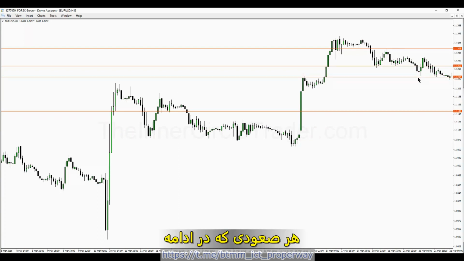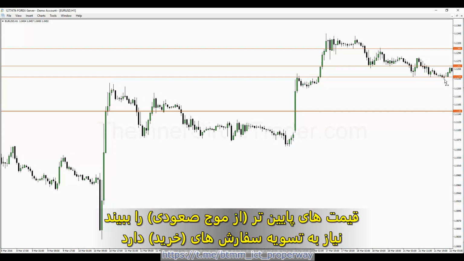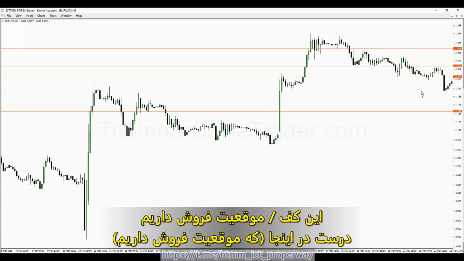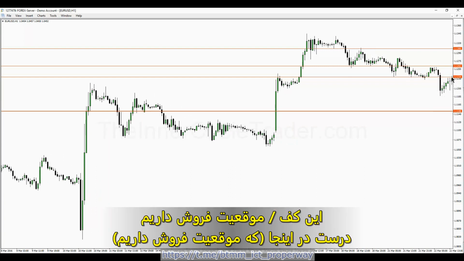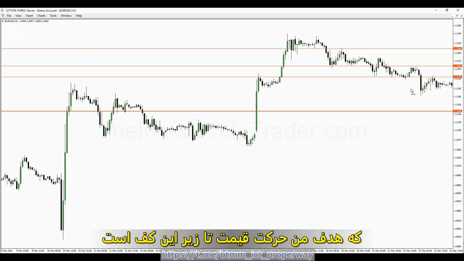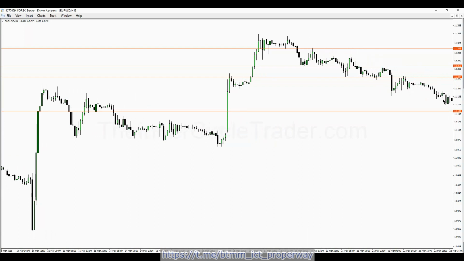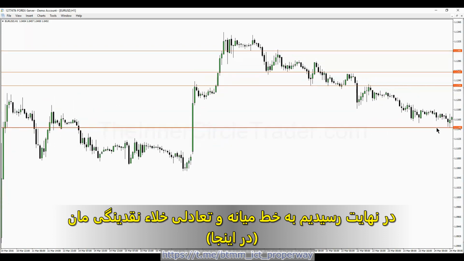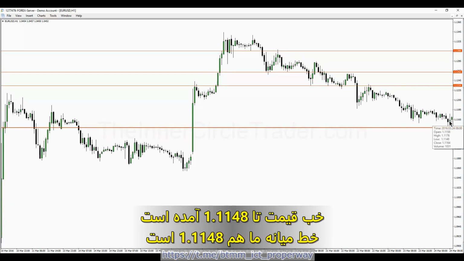Every rally that sees lower prices needs to be mitigated right here. So if we trade back up to that low, that's a sell. Right there is a sell. So we're going to be aiming for a move back below this low, ultimately down into the equilibrium of our liquidity void right here. Low comes in at 111.48.